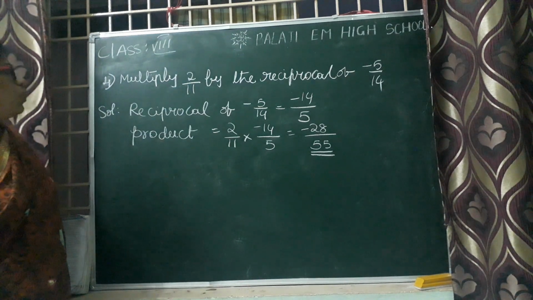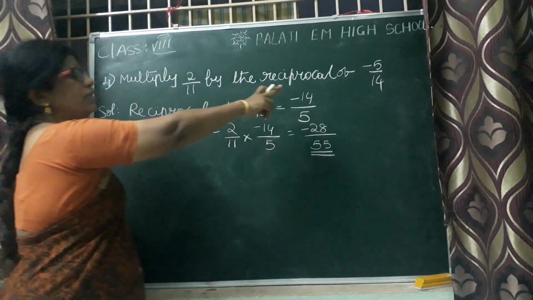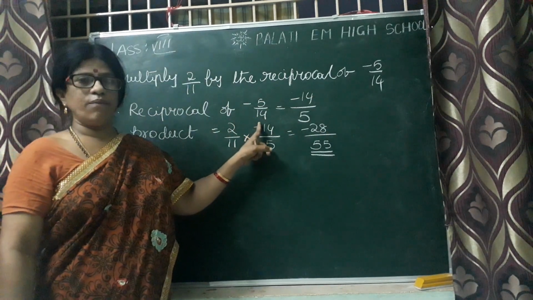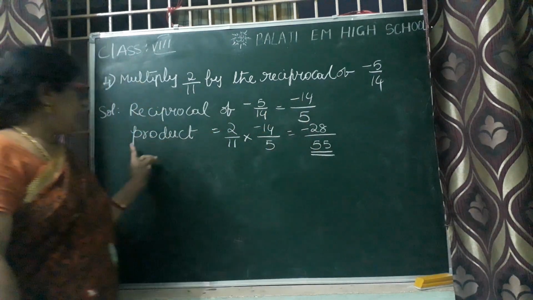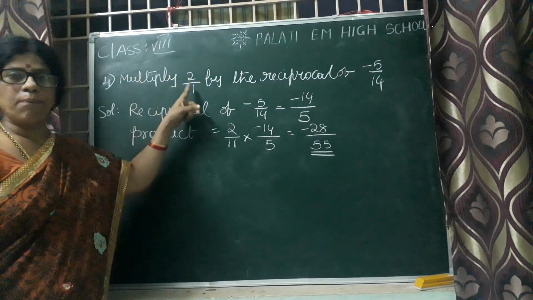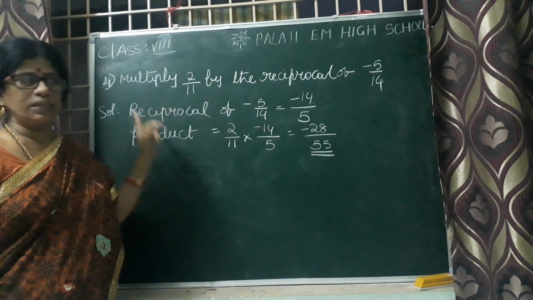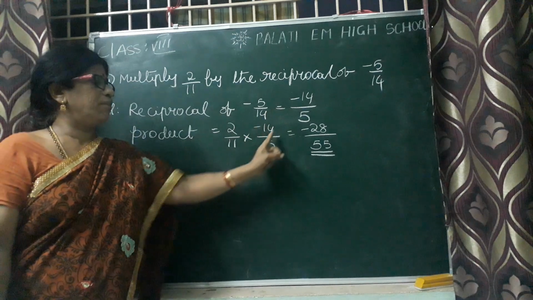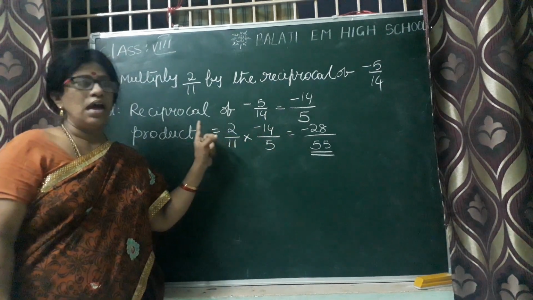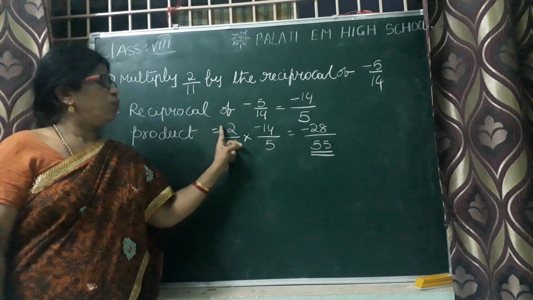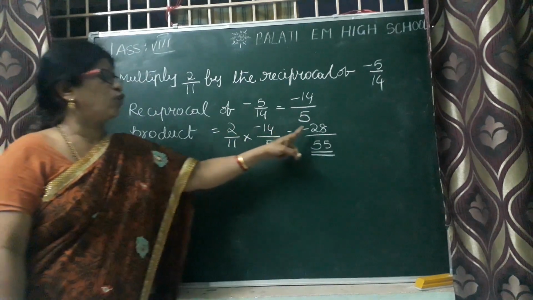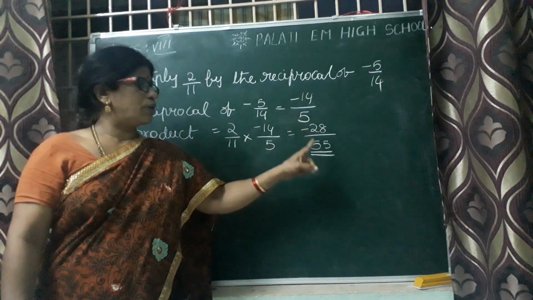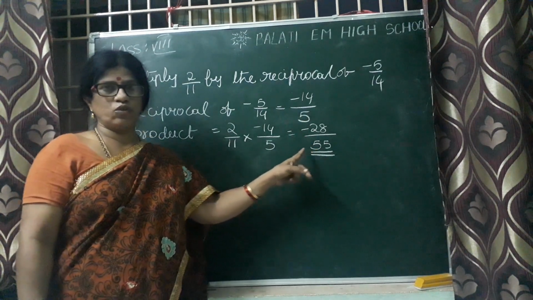Once again I am explaining. Multiply 2 by 11 by the reciprocal of minus 5 by 14. First we write the reciprocal of minus 5 by 14 as minus 14 by 5. Then find out the product of it. When we multiply two numbers or three numbers, we get the product. So the product is equal to 2 by 11 into the reciprocal of it. If you can cancel, you have to cancel. As you cannot cancel anything, you multiply both the numerators: 2 into minus 14 is minus 28. 11 into 5 is equal to 55. So minus 28 by 55 is your answer for this question.